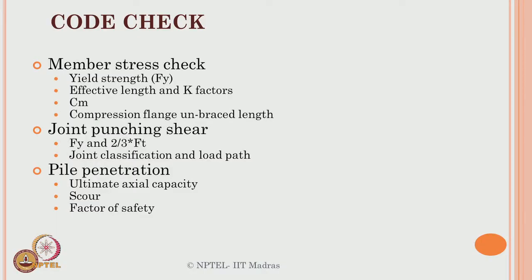Generally, the code recommends a unity check, which I said a few minutes back. Members should be checked for stresses depending upon the yield strength, effective length and K factors, Cm value and compression flange unbraced length. They are also checked for joint punching shear because you have got K connections, X connections etc. in the bracings. One check is for joint punching shear, where you look at the yield strength and 2/3 of the tensile strength of the member, and joint classification and the load path. You can also look at the pile penetration, where we check the ultimate axial capacity of the pile, the scour depth and the factor of safety for which the pile can resist the lateral loads coming on the system.